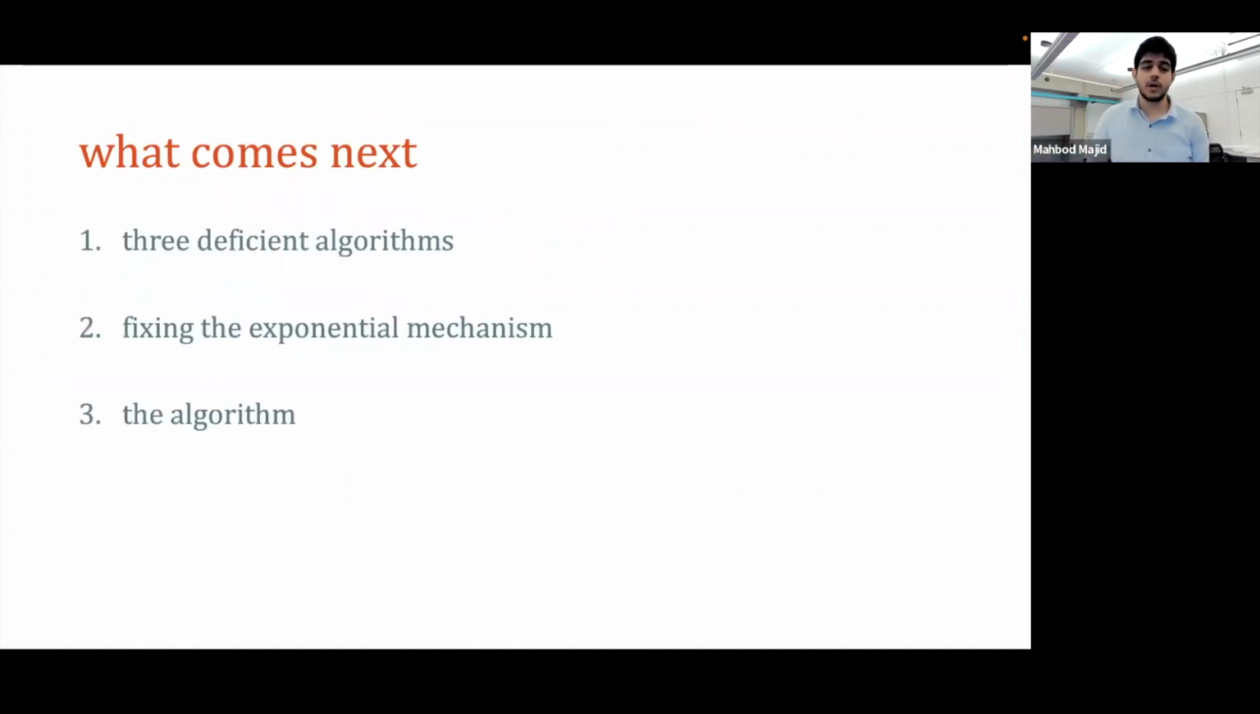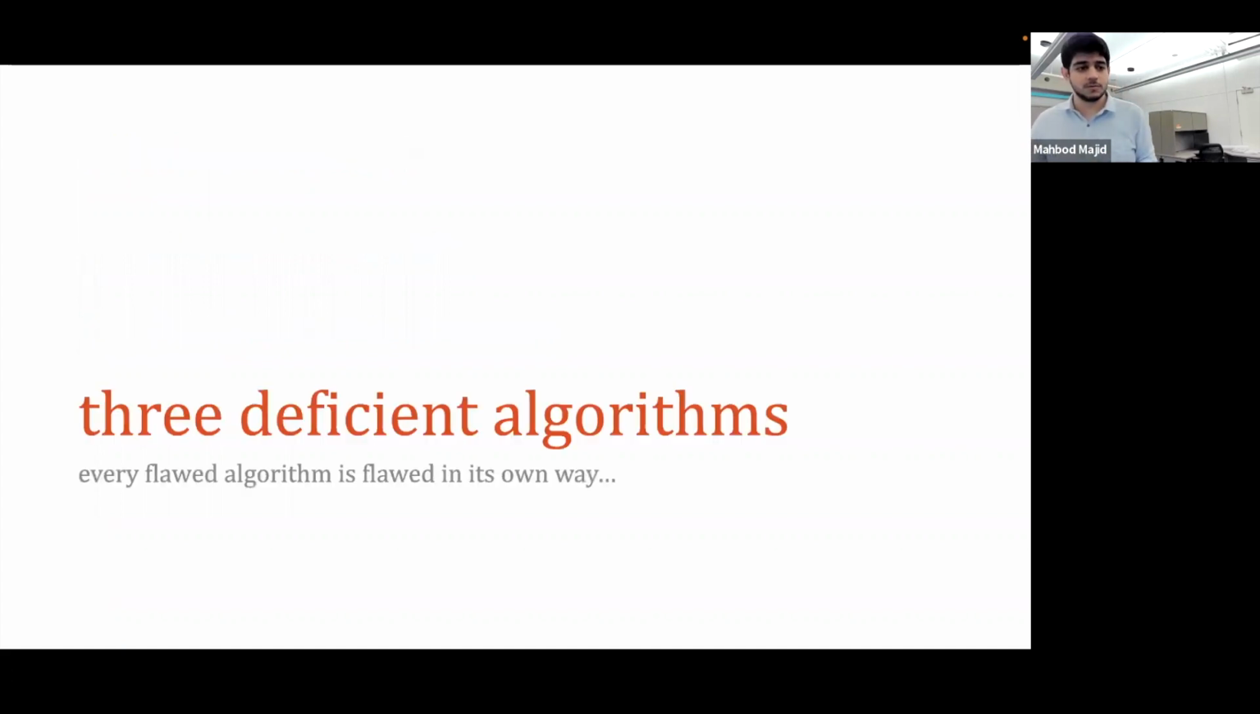So now I'm going to talk about three things. First, I will talk about three algorithms that don't work for this problem or are suboptimal. Then I will try to fix one of them, and at the end I will describe how our algorithm really works. So let's start with three algorithms that don't work. I will now describe three algorithms that don't work, but each of these algorithms doesn't work in a different way.